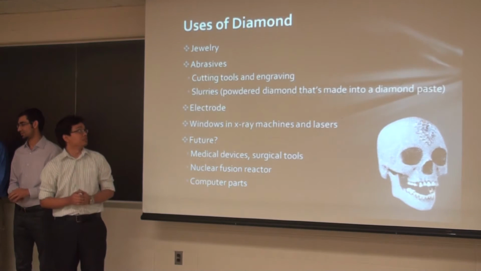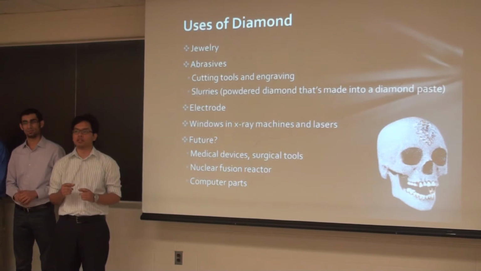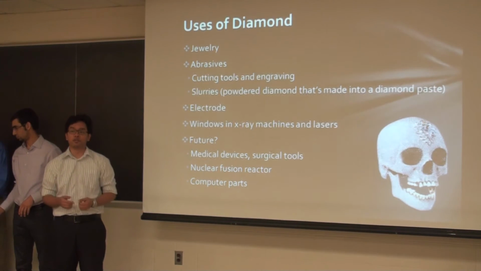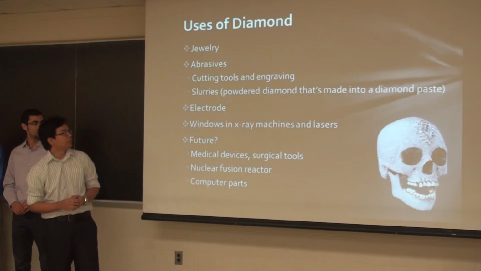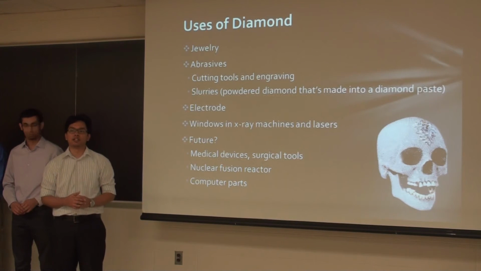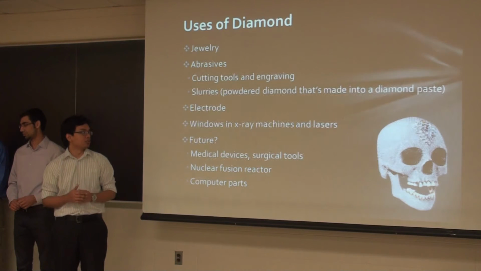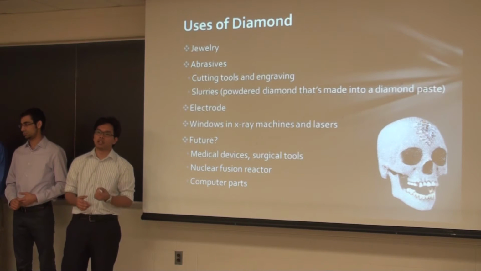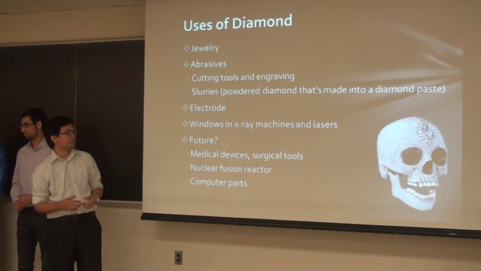It is also used in the form of slurries. Slurries are semi-liquid mixtures that consist of powdered diamond. They are used for polishing ceramics, metal, and many more. Diamond also can be used as an electrode, as Afif presented just now. It can also be used as windows in X-ray machines and lasers, where thin membranes of diamond are used to close up the holes in the machine itself.